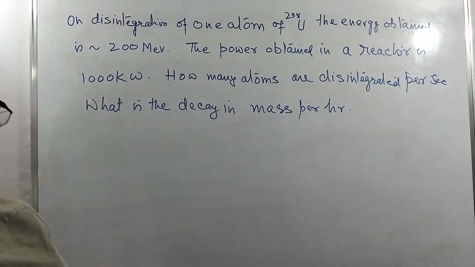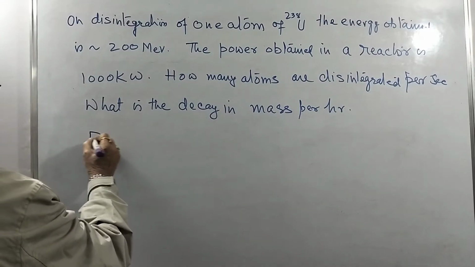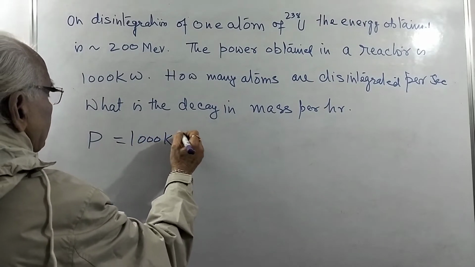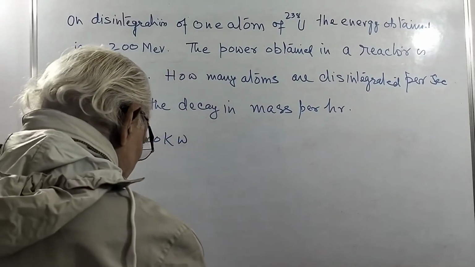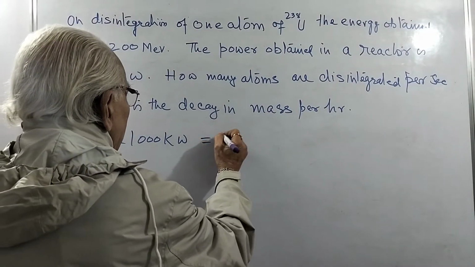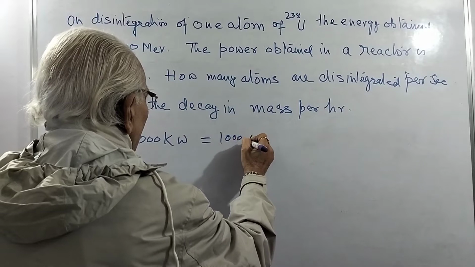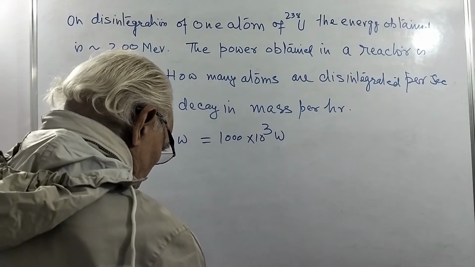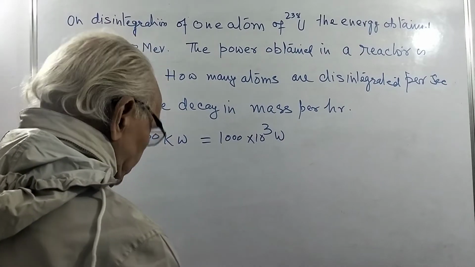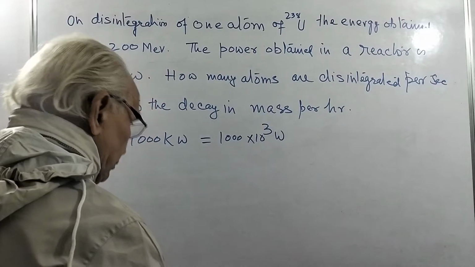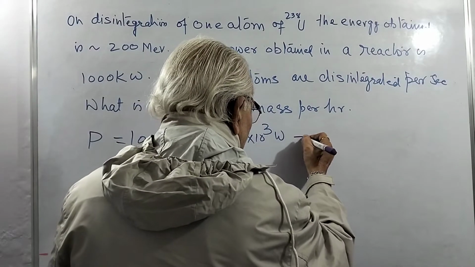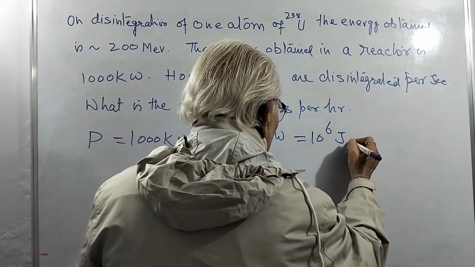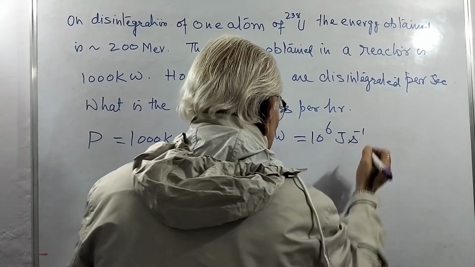So what is the power? P is equal to 1000 kilowatt. 1000 kilowatt means 1000 into 10 to the power 3 watt. You can write watt as joules per second. So 10 to the power 6 joules per second.